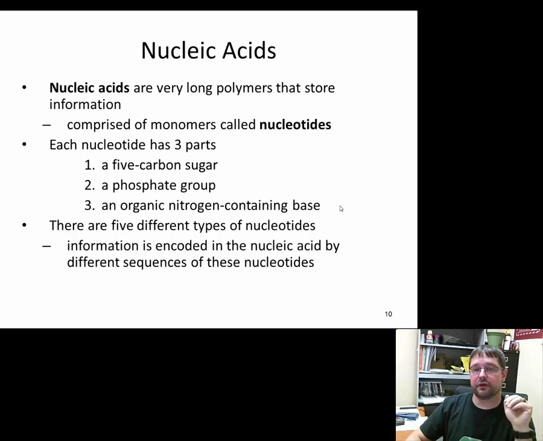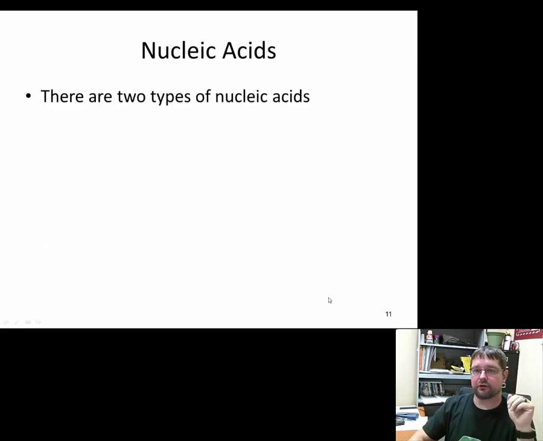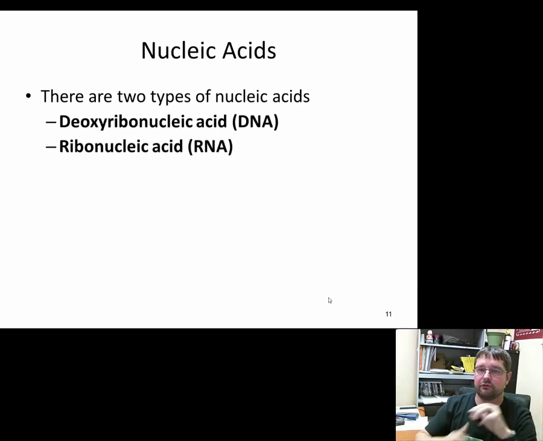There are 5 different nucleotides, and they're mainly determined by what the nitrogenous base is and what the sugar type is. We'll look at these in just a second. The 2 types of nucleic acids, which you're probably familiar with because you've heard about them many times, are deoxyribonucleic acid, or DNA, and ribonucleic acid, or RNA.